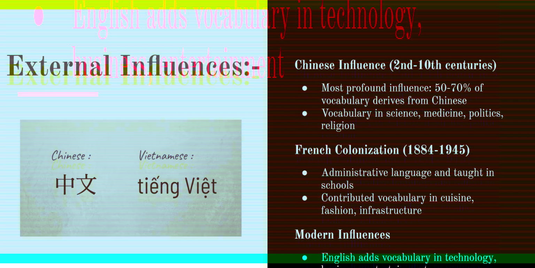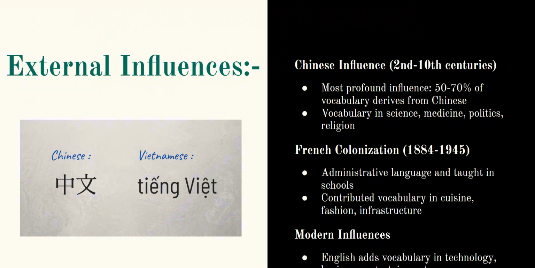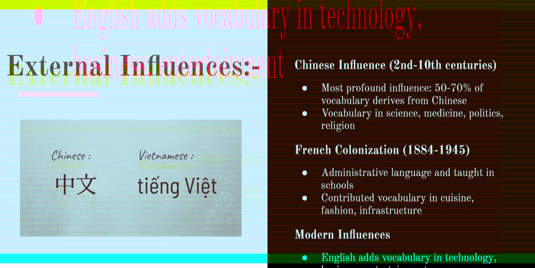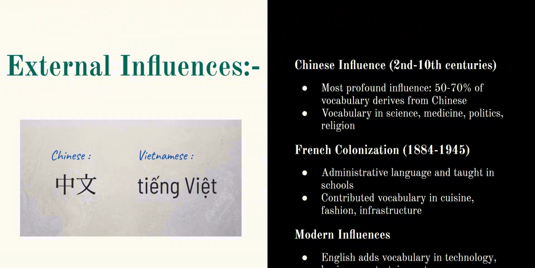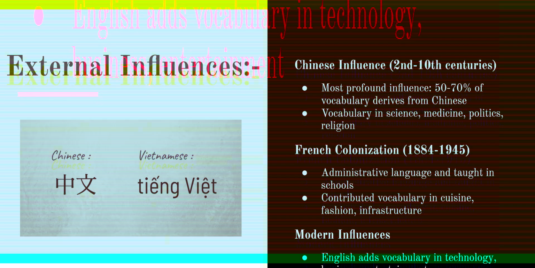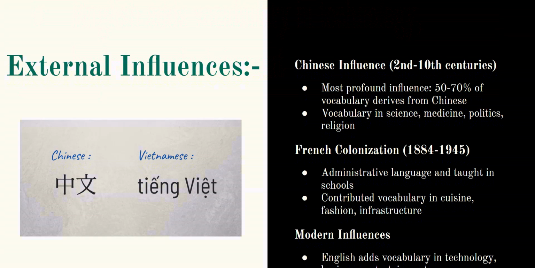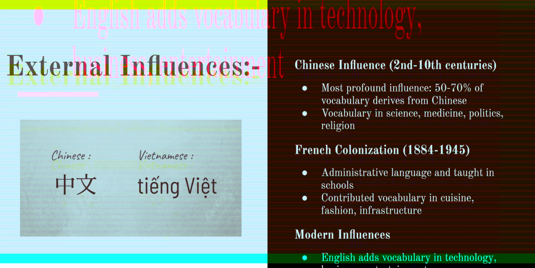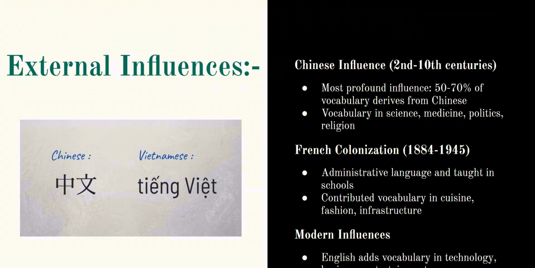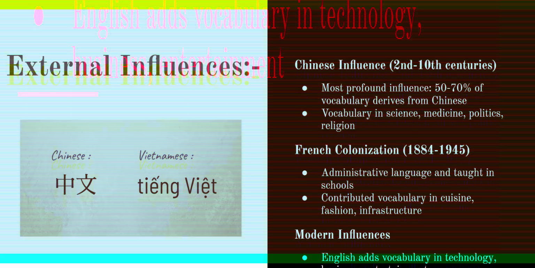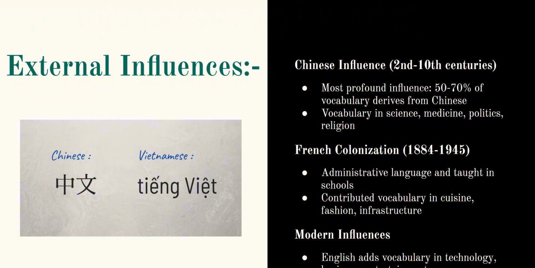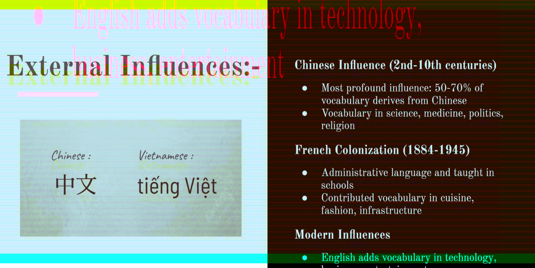From 1884 to 1945, there was French colonization in Vietnam. Therefore, French was an administrative language. It was taught in schools and was used as an administrative language. Due to this, its vocabulary is majorly found in the areas of cuisine, fashion, and infrastructure. Talking about modern influences, English has had some influence on Vietnamese, which shows that Vietnam is coming to the world and integrating with the world.